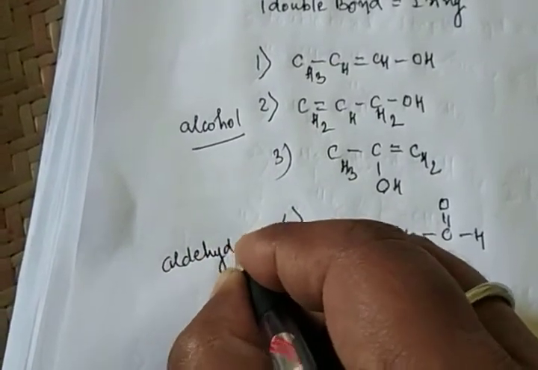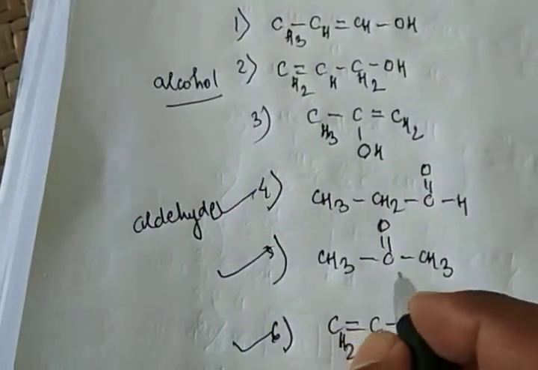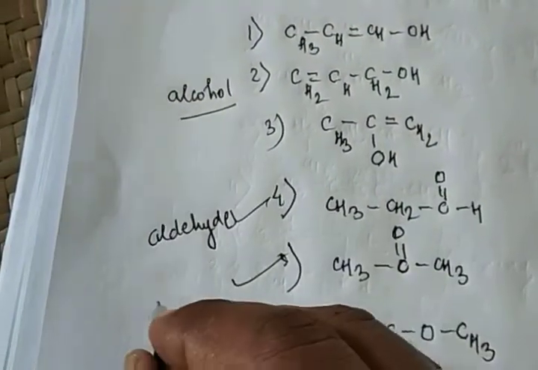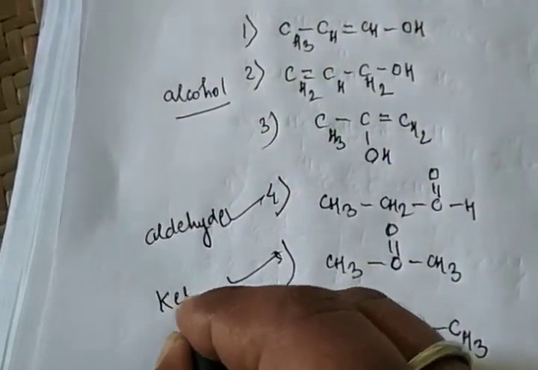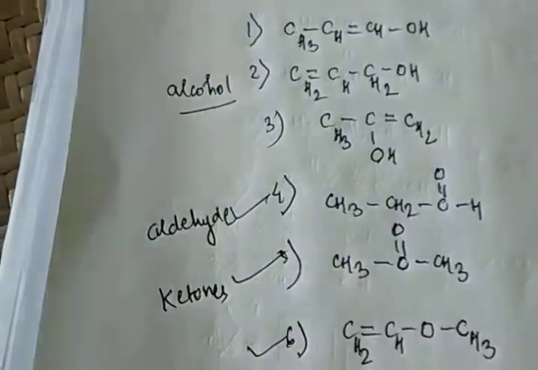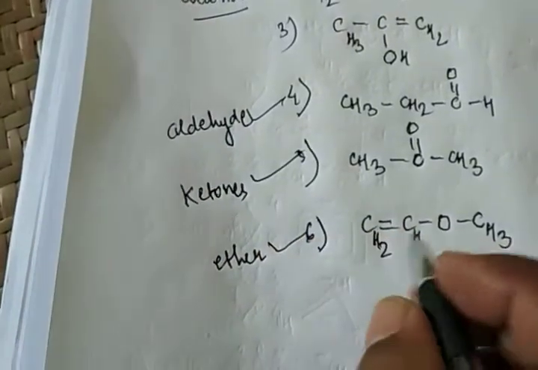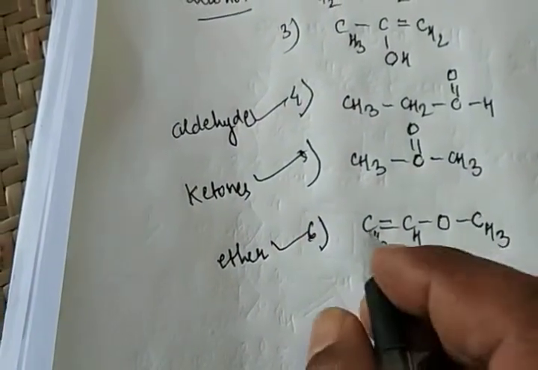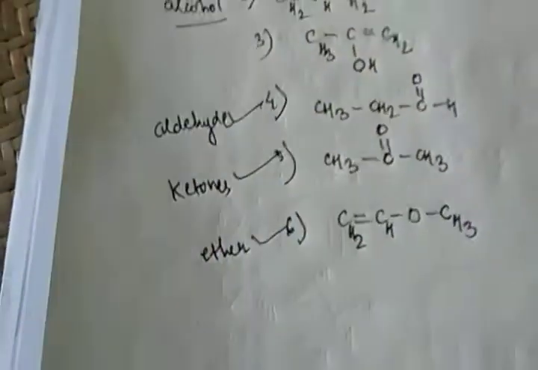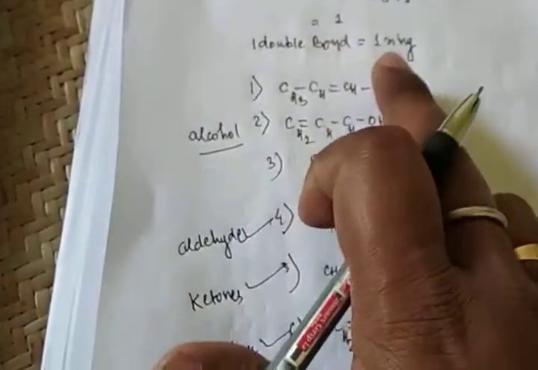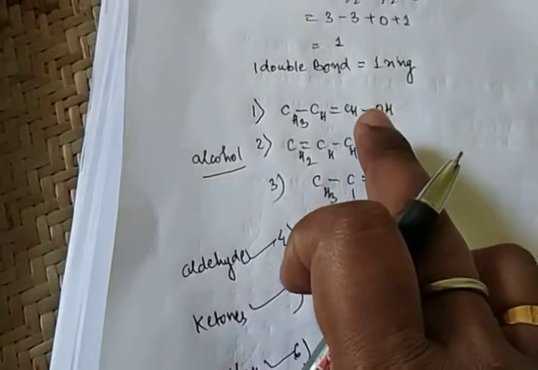You know the same general formula applies to aldehyde and ketone. This is the formula of ketone. There are 3 carbon, 1 oxygen and 6 hydrogen. This is a part of ketone. And you know very well, this is a formula of ether, with oxygen in the center, 3 carbon, 6 hydrogen and 1 oxygen. Clear? There is only 1 double bond, so 1 double bond means 1 ring.